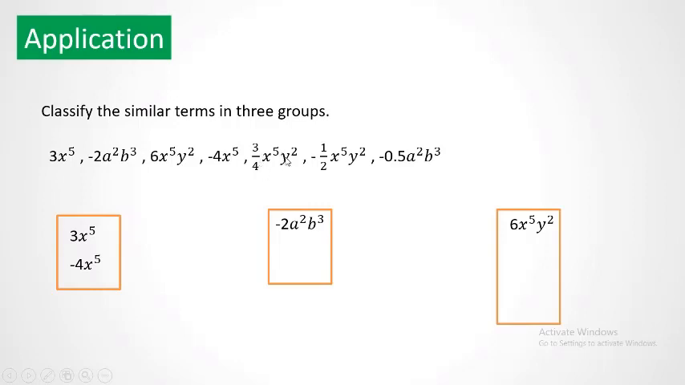3 over 4 x power 5 y power 2, it is similar to 6x power 5 y power 2. Minus 1 over 2 x power 5 y squared, it is similar to the monomials in the third group. Minus 0.5 a squared b cubed, it is similar to the monomials in the second group.